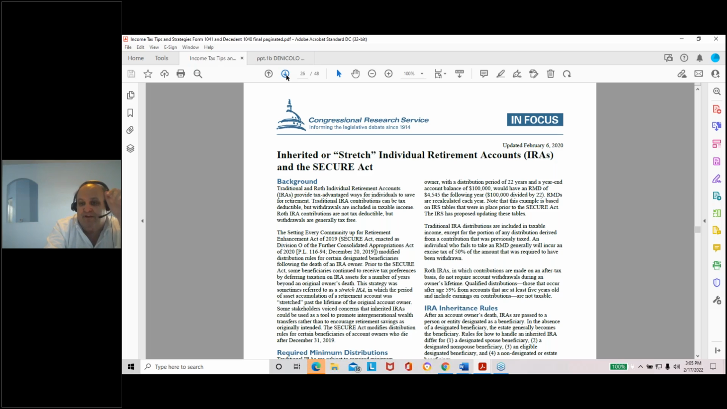Eligible designated beneficiary that's available for what they call a modified stretch, a modified deferral, would be surviving spouse, which is the most common naming on a beneficiary form.